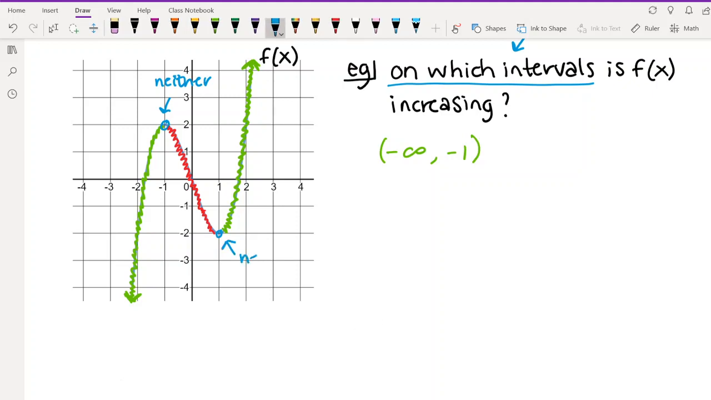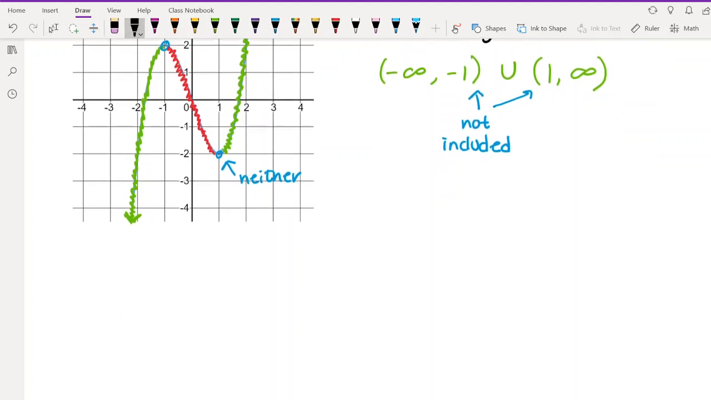And then same thing we'll see here. We're not including that endpoint because that is not a place where it's increasing, right? It's not actually increasing at -1, it's doing neither. Okay, so what's the next interval where this function is increasing? Well, it starts at x is equal to 1, but again, we don't include 1 because that is a turning point. That's a place where it's not actually increasing or decreasing. And then we can see that the graph continues to travel in the same direction off of the page, and so it continues to increase. So those are the intervals where f of x is increasing.